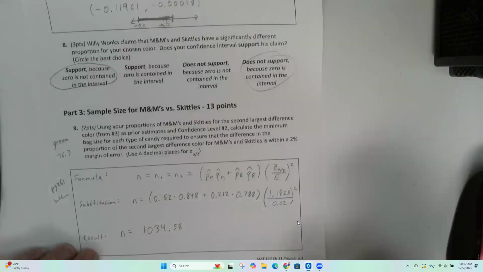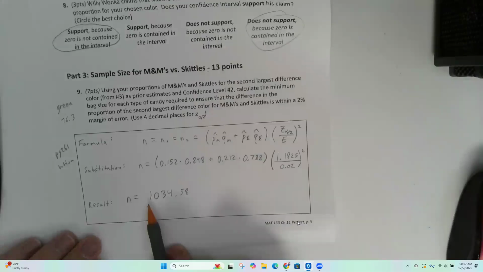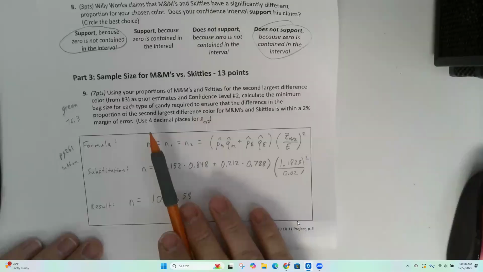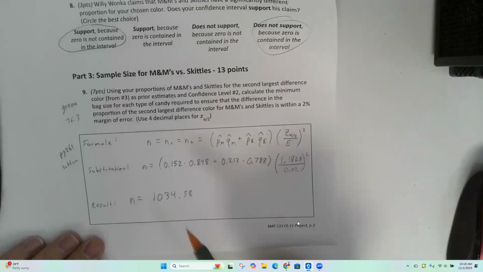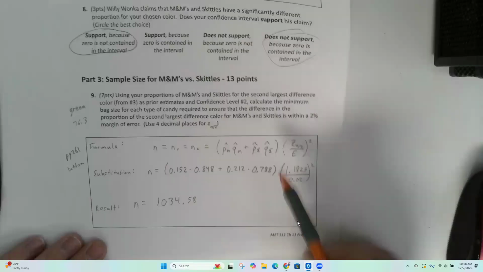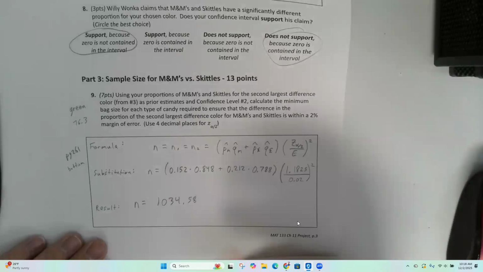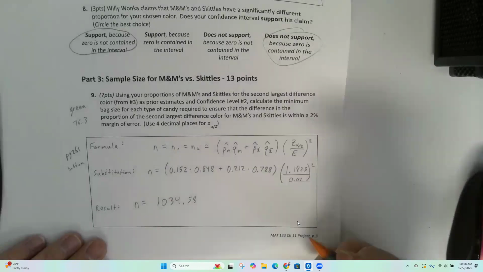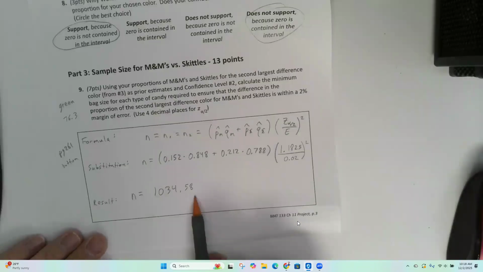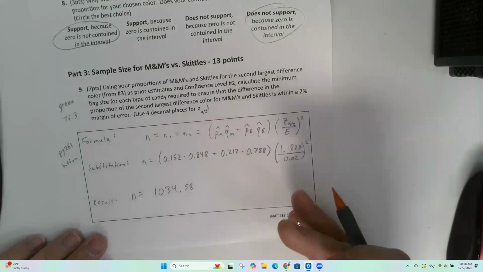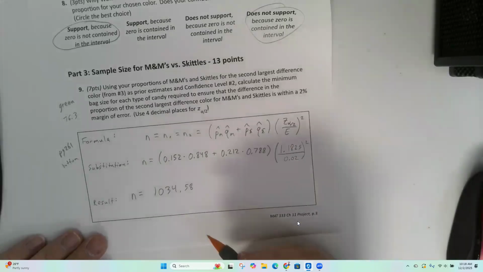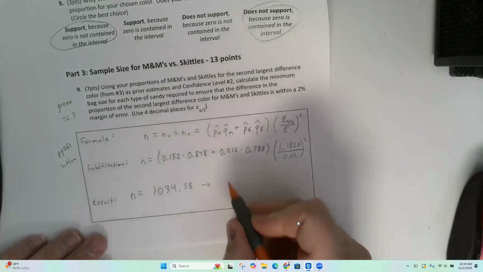Now, what were we doing? I was going to redo this. I want to get more accurate. I want to get a 2% margin of error. How many Skittles and M&Ms do I need? I'm going to need more than I bought the first time. So I'm going to need this number. Now, this is a sample size. Whenever we do sample sizes, we always round up. So this is not our answer.